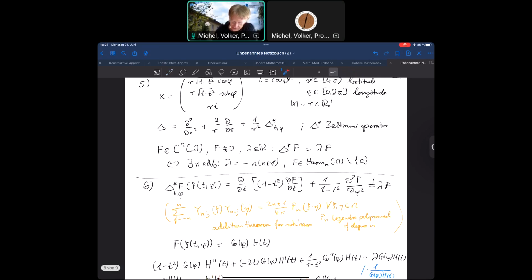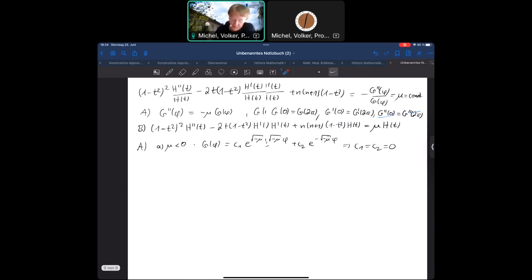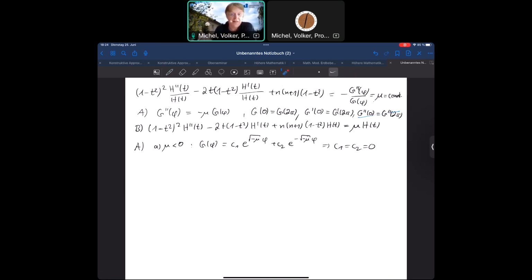With the separation ansatz that I was using here. So if G is identically 0, F is identically 0, and I would get a zero function. And once again, this is not useful for finding a basis. So let's continue our search.